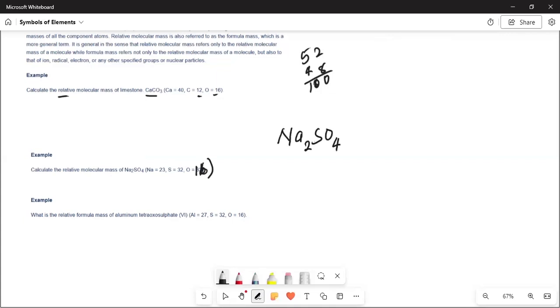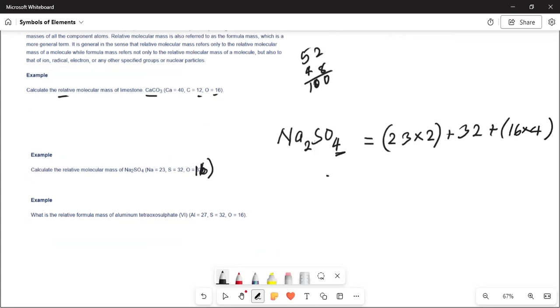Na2SO4, meaning there are two atoms of sodium in sodium tetraoxosulfate 6. Now, if one atom of sodium is 23, the two of them will be 23 times 2. We have 23 times 2 plus sulfur is 32, and it's only one atom here, so plus 32. Then plus oxygen is 16. In sodium tetraoxosulfate, there are four atoms of oxygen. That will be 16 times 4.